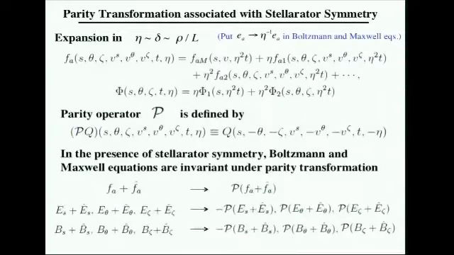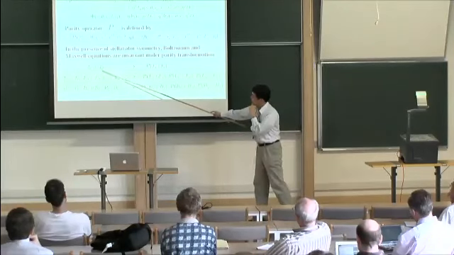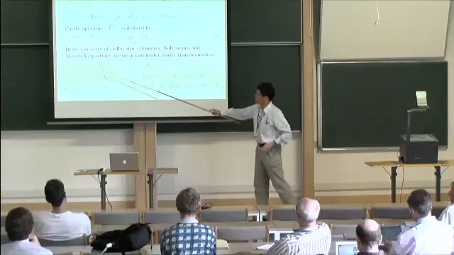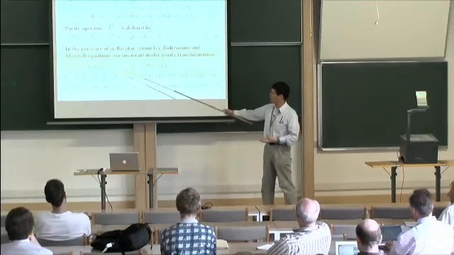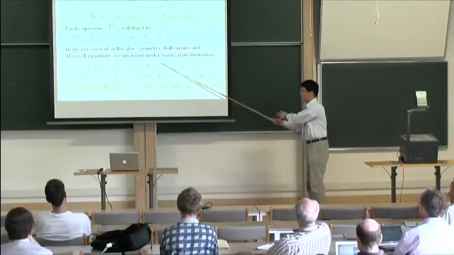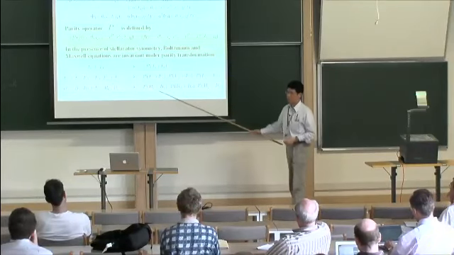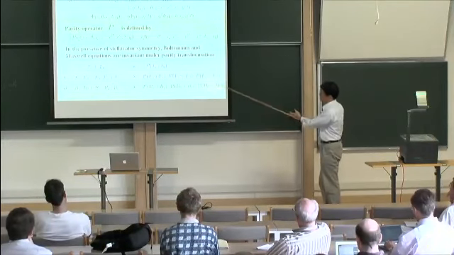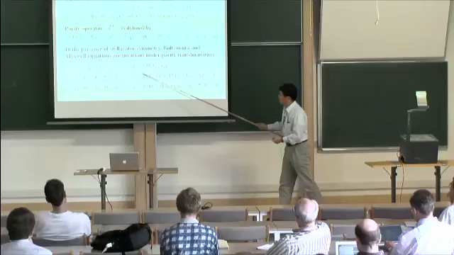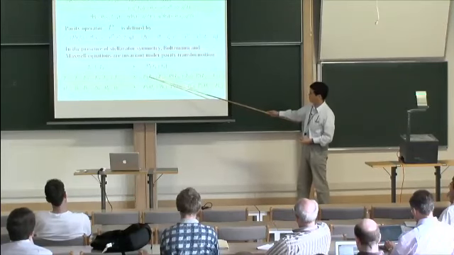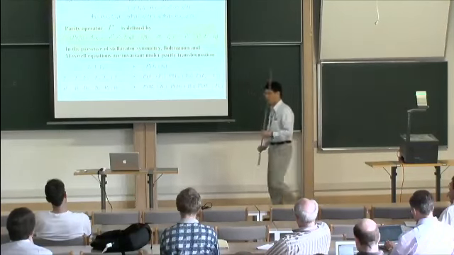And then an important fact is that in the presence of stellarator symmetry, the Boltzmann and Maxwell equations are invariant under the parity transformation, defined by this. The distribution function, both the fluctuating part and the ensemble-average part, should have the same parity transformation. Also, the toroidal angle components of the electromagnetic field are replaced by this, and the radial component is replaced by a minus sign multiplied by this P operator.